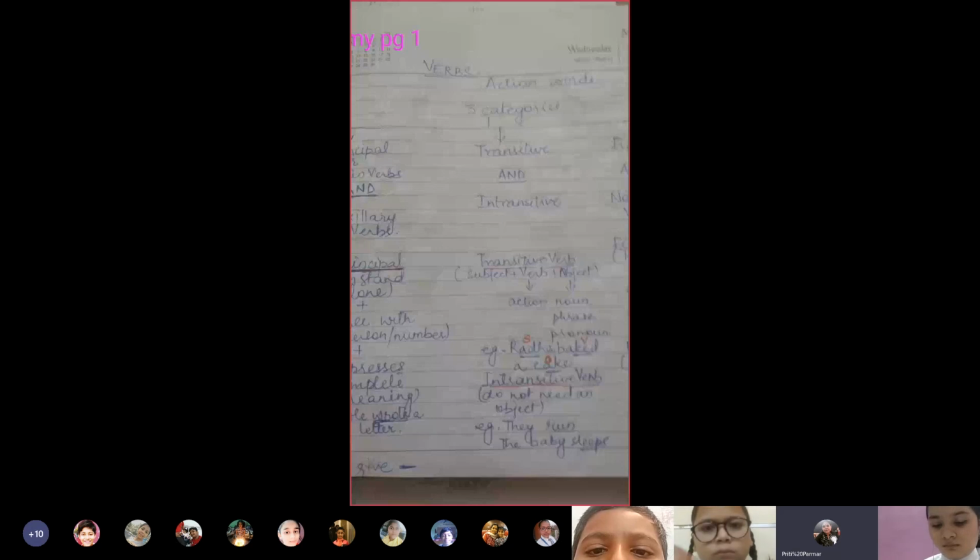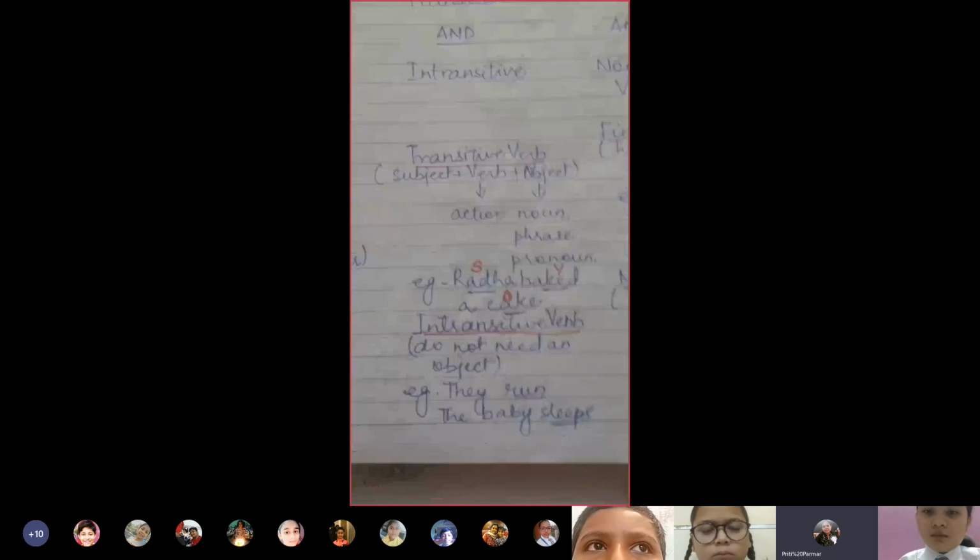Now, for example, Radha baked a cake. Here Radha, you can see, is the subject. Baked is the verb, that is the action done in the sentence. And what did she bake? The object is cake, which is a noun here. So here, any object is incomplete without the action being referred to it. So these are transitive verbs.